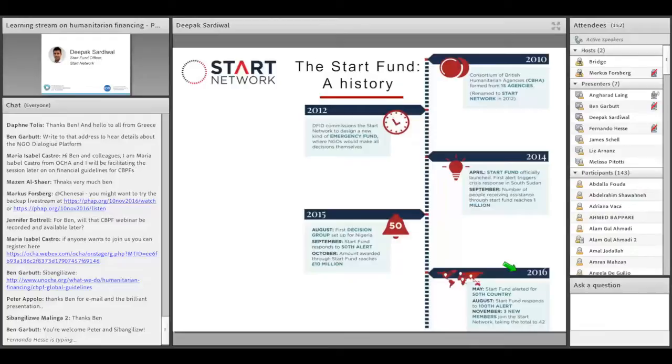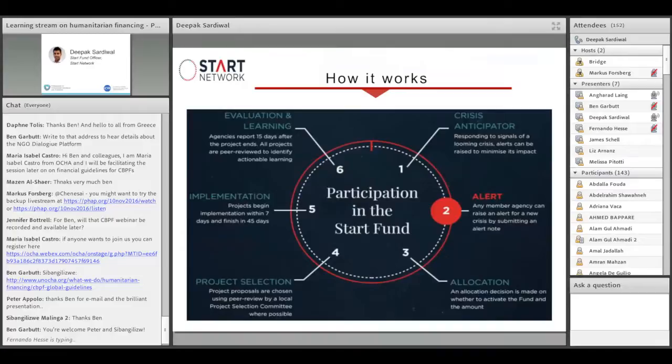Next slide, please. So how does it all work? This slide tries to show you the different points at which START Network members and their partners participate in the START Fund. Any member of the network can alert the fund to an emergency, either a looming one or one that is in motion. This is the alert that's being highlighted for you there. When this happens, within 24 hours a decision is made by the START Network members on whether to provide funds to the emergency, and if so, how much. That's the allocation, number three that you see on the slide.